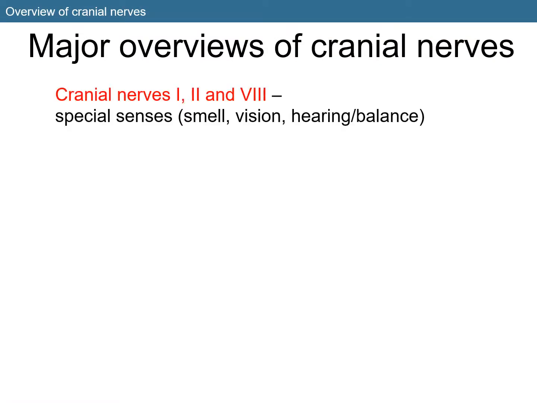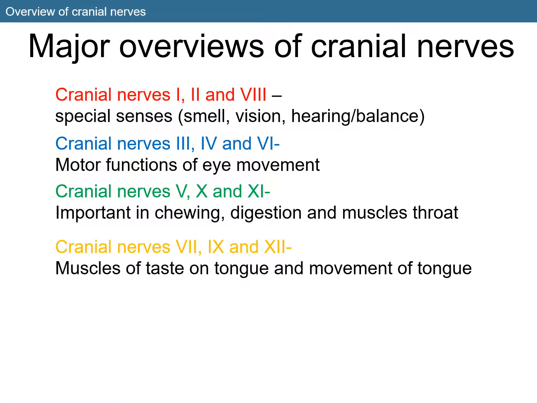So I kind of separated this out for you. This is a great slide because it kind of pulls things together. So cranial nerves number 1, 2, and 8 are all your special senses ones. We'll spend a lot of time on these 3. So these would be important ones to go and find where they are on the brain and kind of note where they are. And we'll come back to them later on.